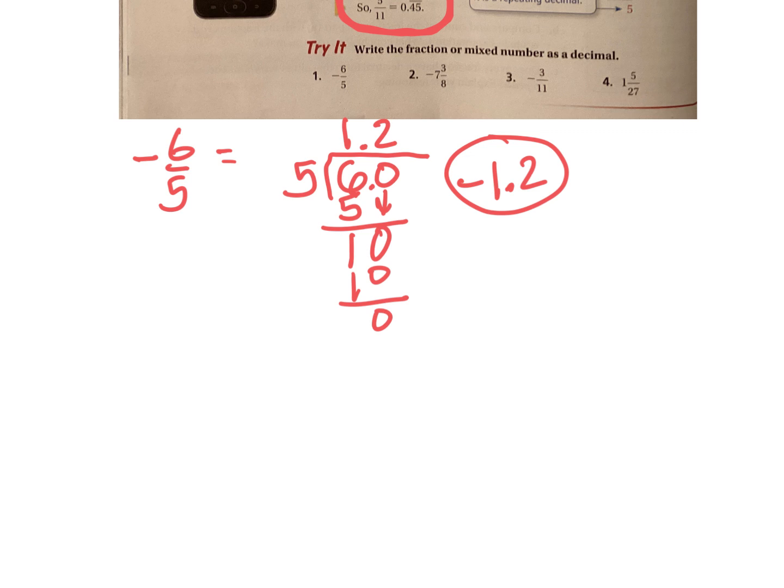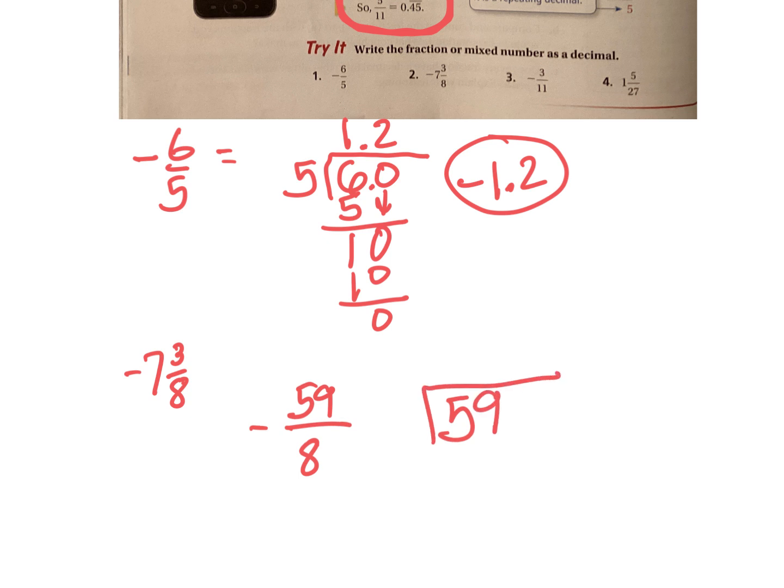All right. Now let's do number 2, which is -7 3/8. I'm going to change that into an improper. So 8 times 7 is 56, plus 3 is 59 over 8. And then I put my numerator inside, put my denominator to the side, and then I divide out. How many times does 8 go into 59? 7 times. That's 56. Subtract that, it gets me 3.